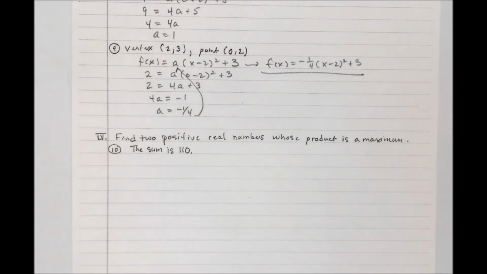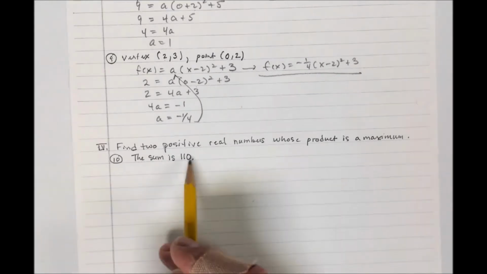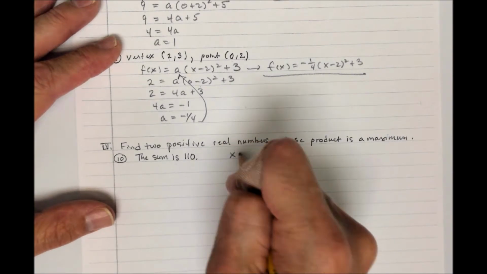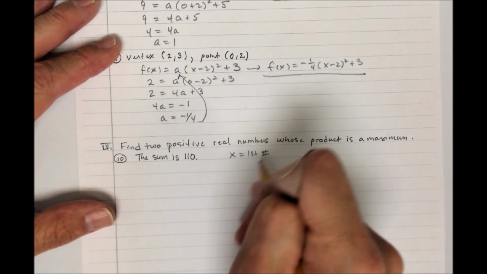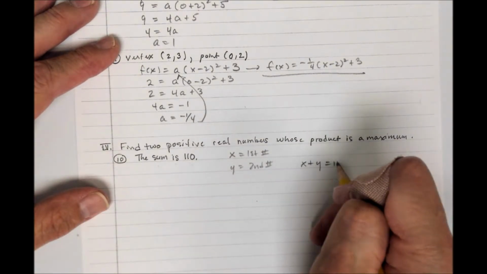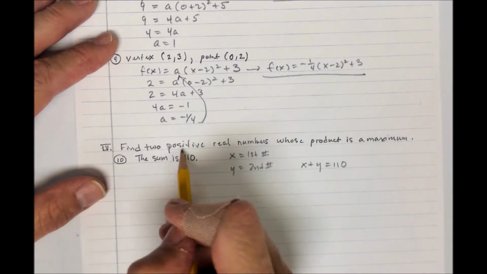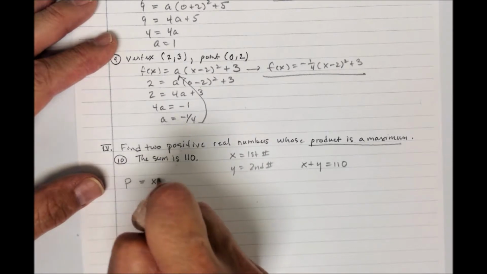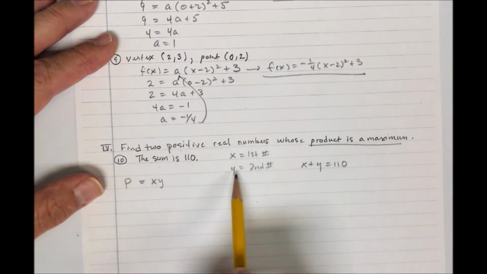All right, now the last one, I just picked a simple story problem. You had some story problems in the assignment. This one's fairly simple. It says find 2 positive real numbers whose product is a maximum. And what do we know about these 2 real numbers? Their sum is 110. So if my 2 numbers are x and y, I know that x plus y is equal to 110. I want to maximize the product. I'm going to use capital P for product. So the product is going to be x times y, the product of the 2 positive numbers.